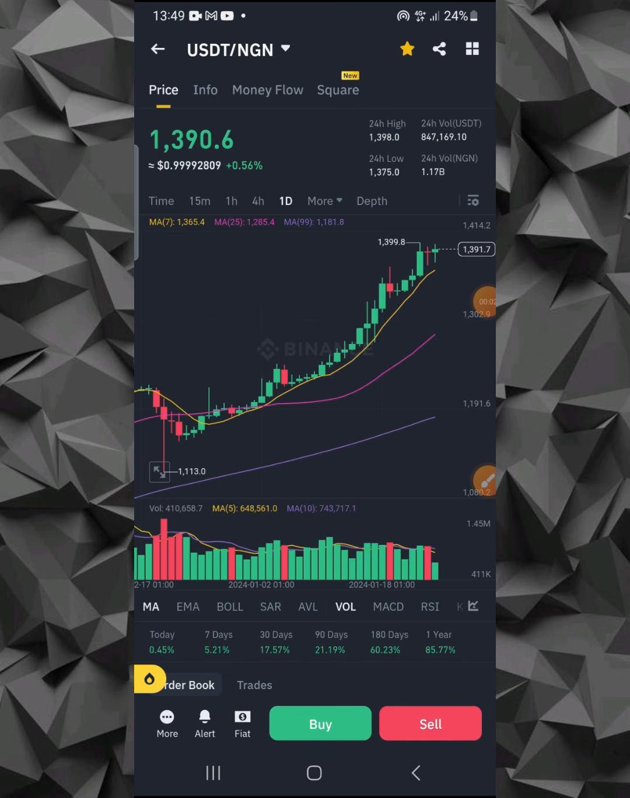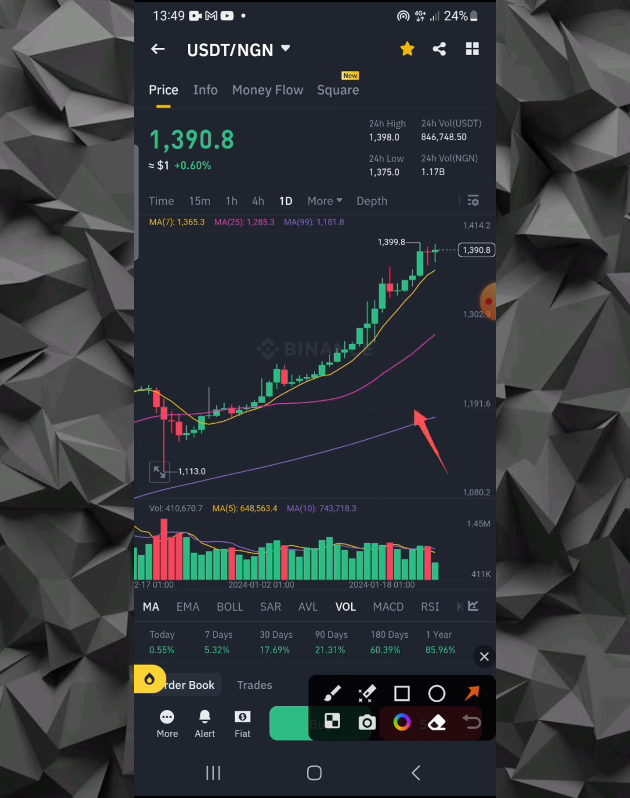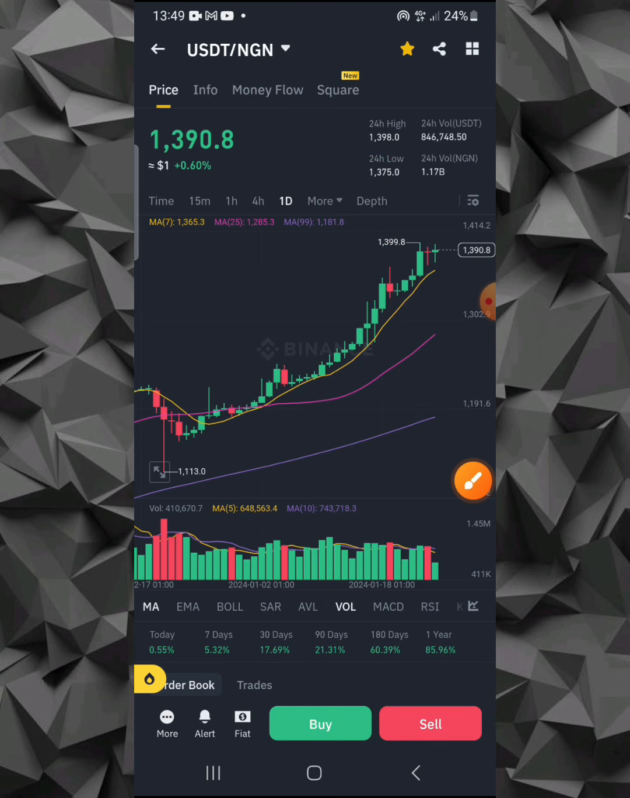Hi guys, so I want you to see right here, I'm on the spot market and the price of USDT to NGN on the spot market is 1,390 naira. So take note of this, guys. I'm going to be showing you where the price of this same USDT is higher, and it is still going to be in naira. So take note, guys, 1,390 naira is the price on the spot market.